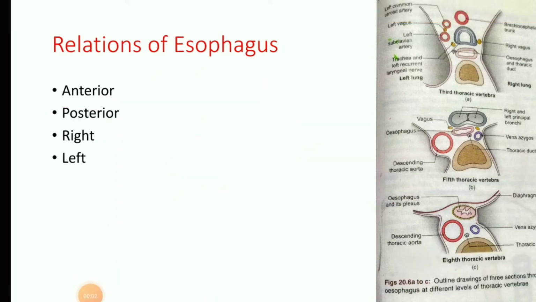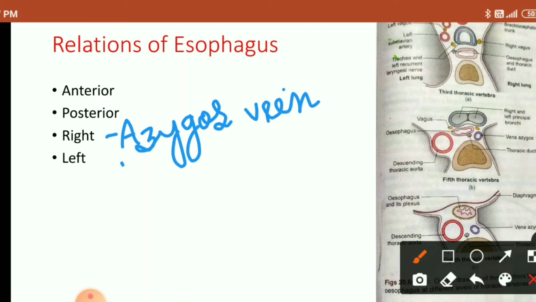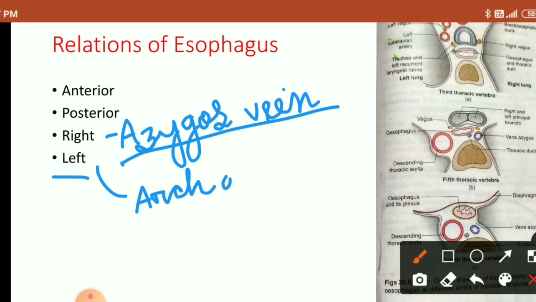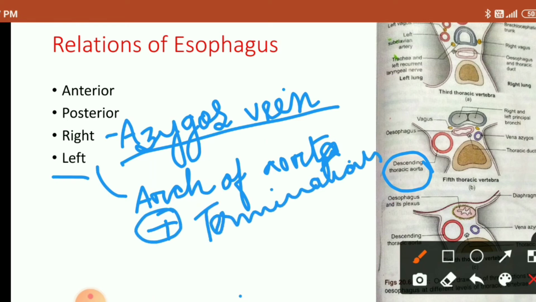Then on the right side, you have the azygos vein. Yes, and on the left side you again have the arch of aorta. You are seeing that this is the descending thoracic aorta. Okay, the arch of aorta and the descending thoracic aorta are also present, and along with it we have the terminations of the hemiazygos and accessory hemiazygos veins. Okay, so these are the structures related to the anterior, posterior, right and left side of the esophagus.